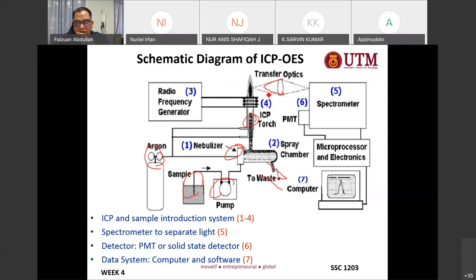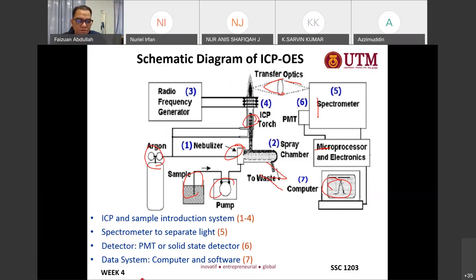the emission of light from the excited state reverting to ground state. And then we have a spectrometer that measures how much of the spectrum is being emitted, and this is transformed electronically into the detector, and then our computer will transform it into concentration.